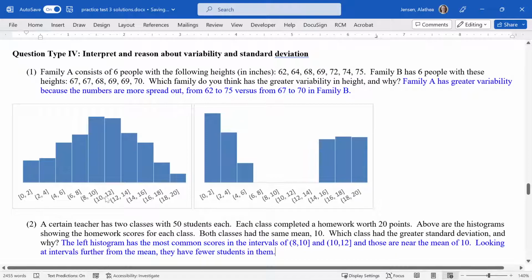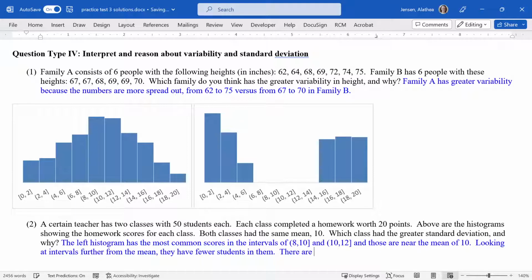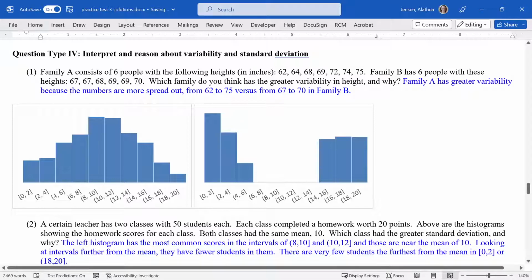Okay, so as we're going away from the mean on the horizontal axis here, you're seeing fewer students in each of those groups. There are very few students the furthest from the mean, in the 0 to 2 interval or the 18 to 20 interval. Okay, so that's the left histogram.